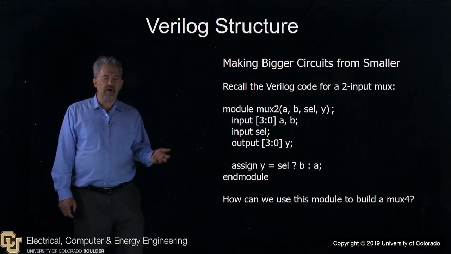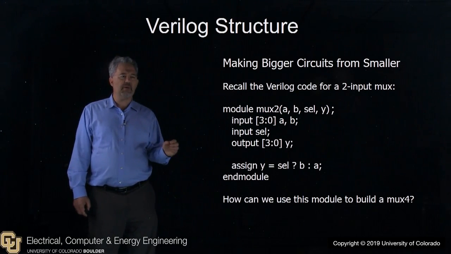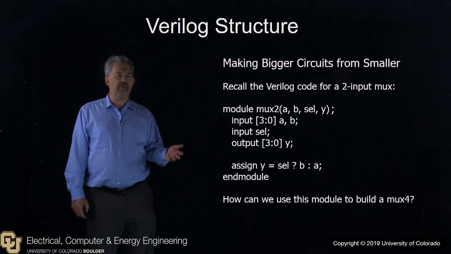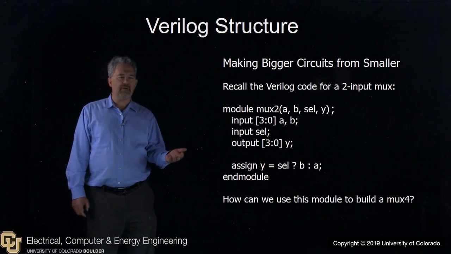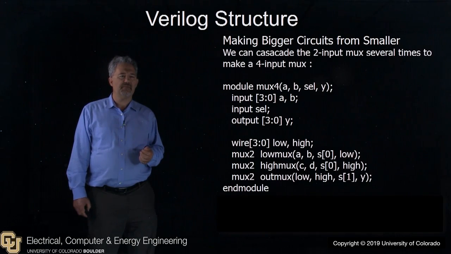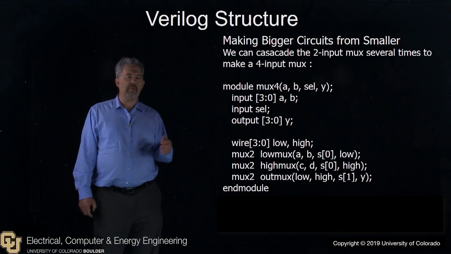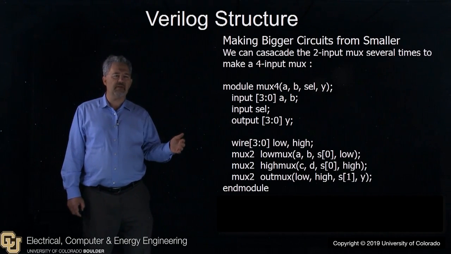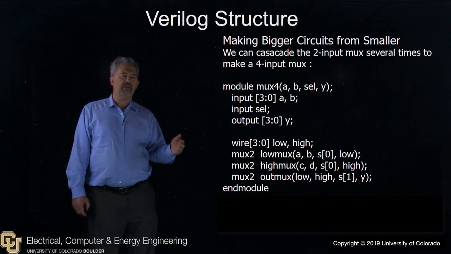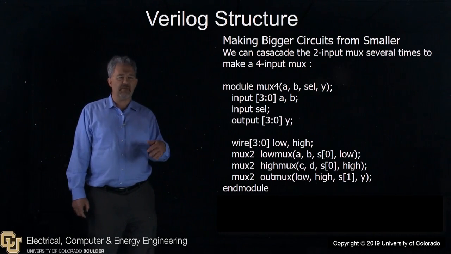We can instantiate modules to build larger circuits out of smaller building blocks. For example, if you wanted to build a 4-input multiplexer given this 2-input multiplexer, how would you go about it? One answer is you can cascade 2-input muxes to build a 4-input mux. So this code first muxes inputs A and B together, then C and D together, and then it takes those two outputs and muxes them together.